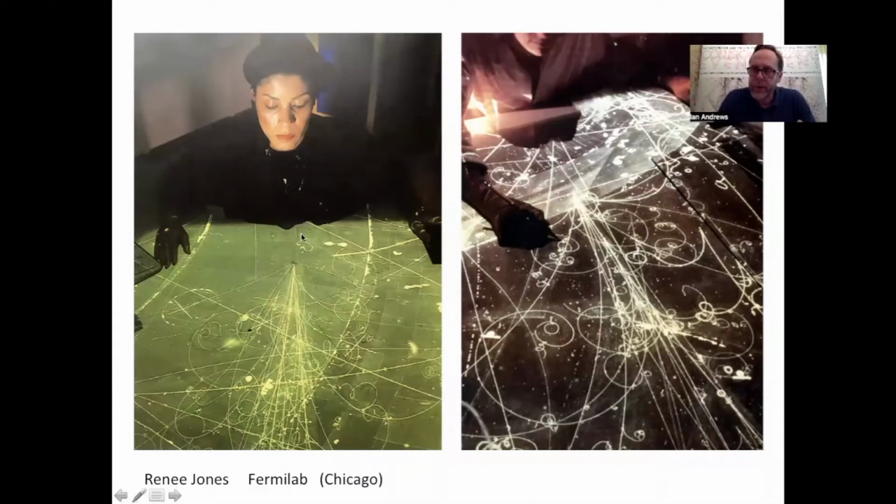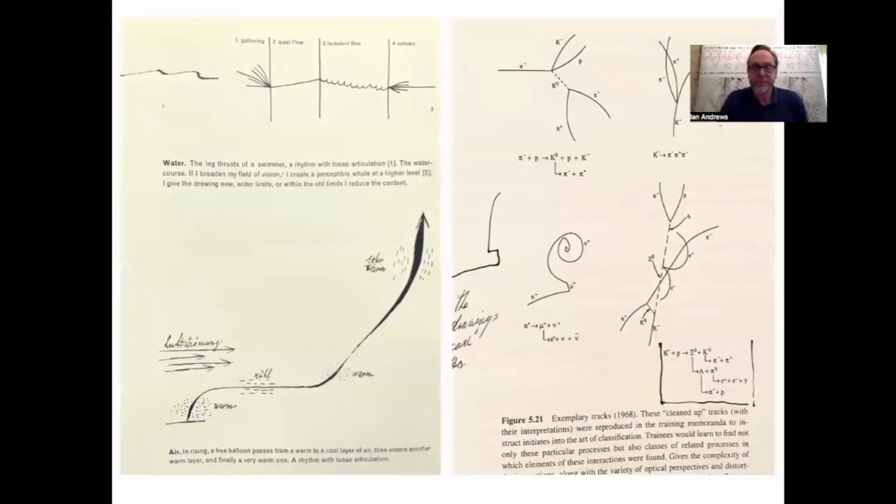He said, "Oh, it's Renée Jones. I worked with her at Fermilab in Chicago." And so just a page of a book with an image of a person looking at an image of the photographs, an image of the particles, suddenly became, there was a connection there with someone who stood in front of me, which was just fabulous.